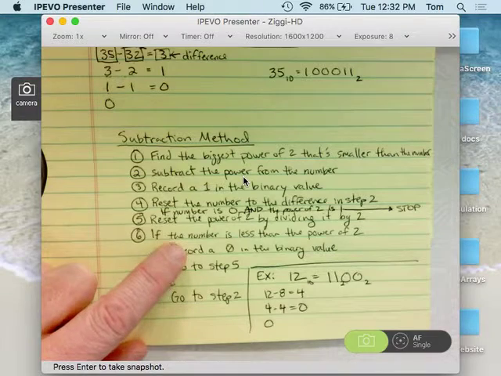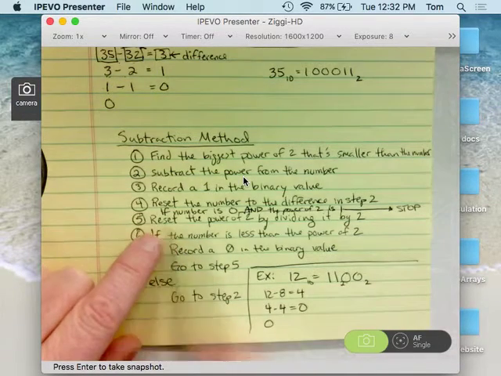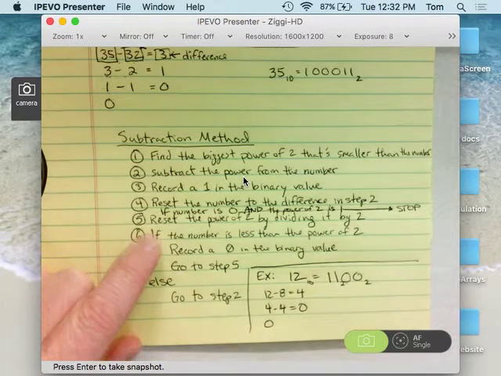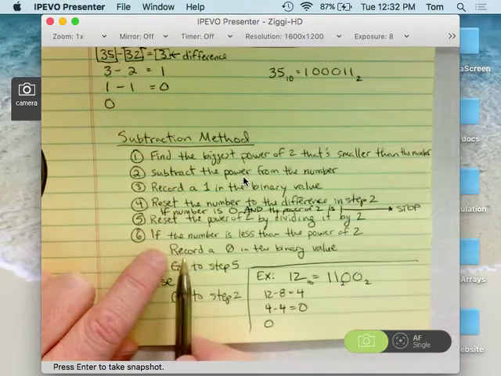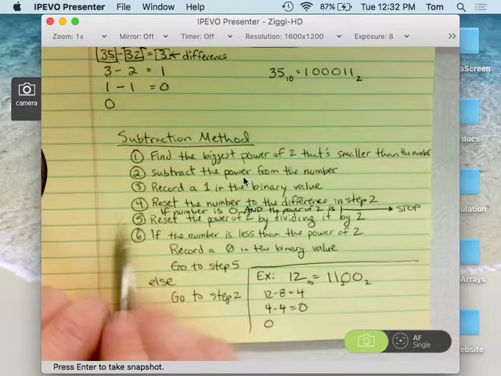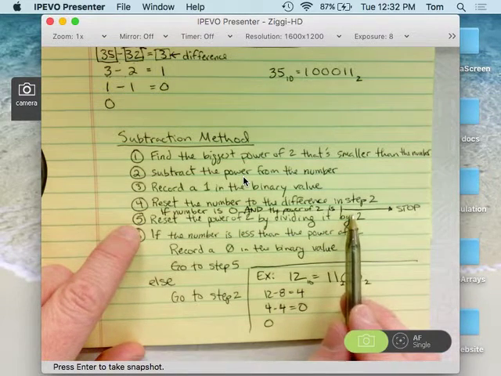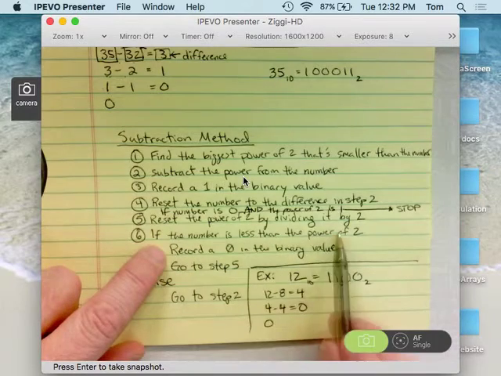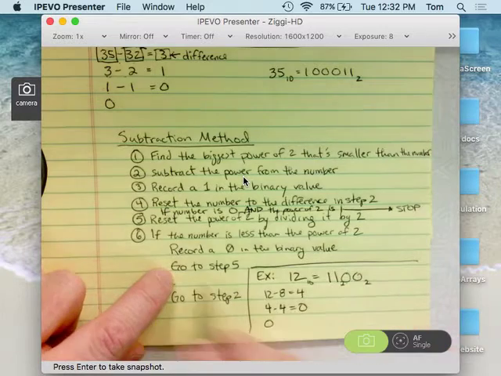If I had done that for this other one, then I would have said reset the power of 2 by dividing it by 2. That would give me 2. If the number is less than the power of 2, 0 is less than 2, record a 0 in the binary value. 0. Go to step 5. Reset the power of 2 by dividing it by 2. 2 divided by 2 is 1. If the number is less than the power of 2, record a 0 in the binary value. Put a 0. Go to step 5.